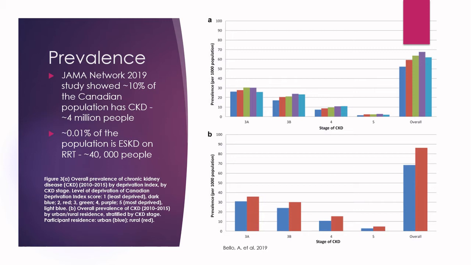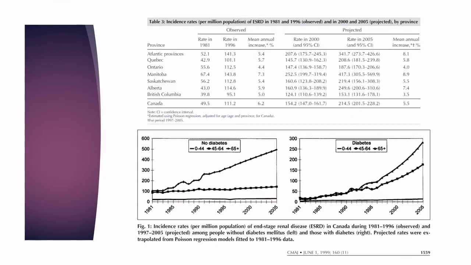The figure at the bottom shows that there is a higher prevalence of CKD in rural settings, shown in the red boxes, compared to urban, shown in the blue boxes. The incidence of CKD is also on the rise. This study in CMAJ in 1999 showed that the incidence of end-stage kidney disease was shown to increase between 1981 to 1996. It was also projected to continue to increase across all provinces in Canada into the early 2000s.